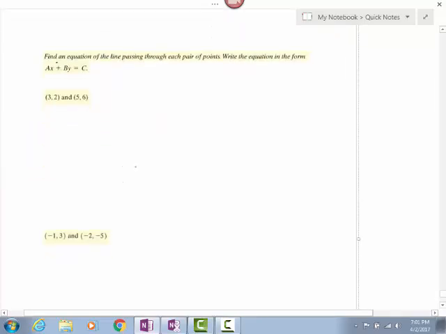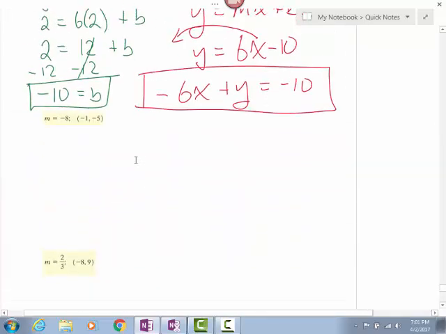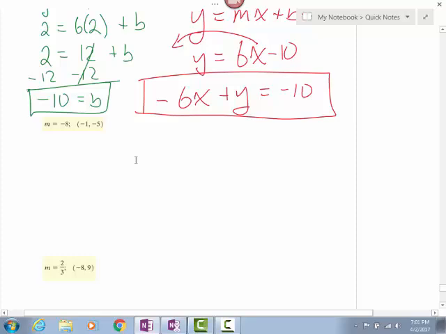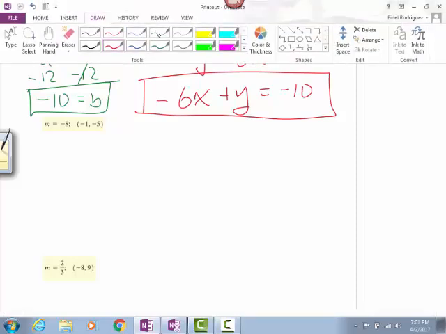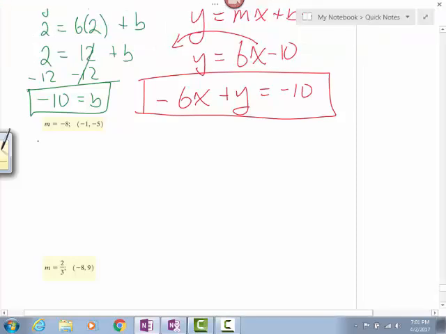Let's try the next one. We'll do it the same way. So again, my first step here, I'm going to write out y equals mx plus b. Again, here I already know that my m is a negative 8. The point that I have is negative 1, negative 5. So again, that's my x and that's my y. Right now, what I don't know is what I have for b.